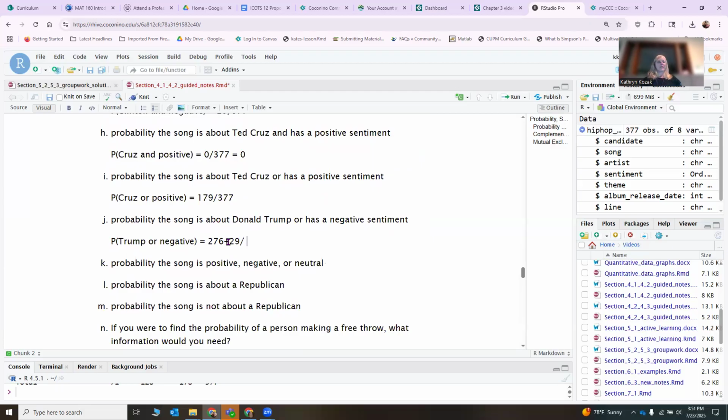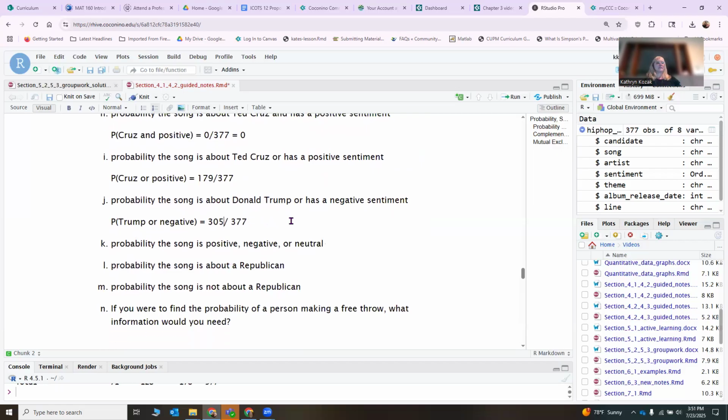And just because I can't remember numbers as well as I'd like to, I'm going to write it this way, and then I can add them up. So 6 and 9 is 15. 2 and 7 is 14, and 2 and 7 is 9, and 1 is 10. And 2 plus 1 is 3. So it's 305 out of 377.